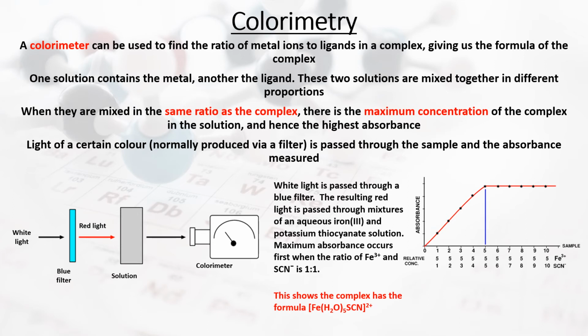Remove one of the waters and put the thiocyanate ligand in, and so it'd be reasonable to assume that the formula for this blood red coloured complex is Fe(H2O)5SCN, 2+ ions. So the SCN is a negative ion, 1 minus, and we have an iron 3+ ion, so our overall complex charge is plus 2, and we have 1 thiocyanate for 1 ion.